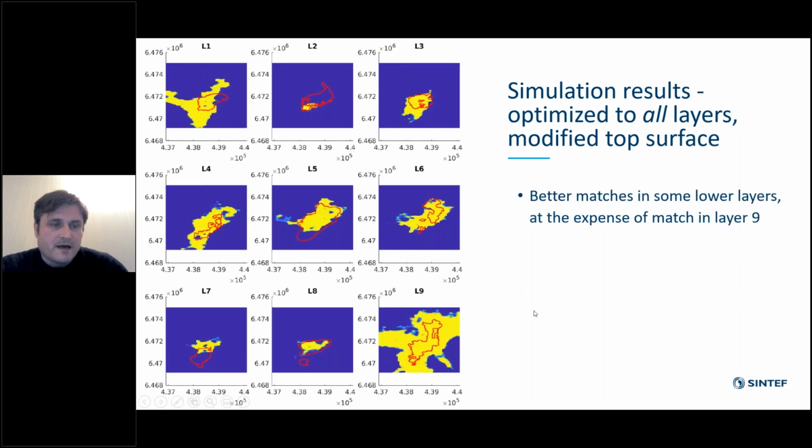If we try to optimize for all the layers, not just the topmost one, we observe that we get improved matches in some of the lower layers, but at the expense of the match in the top layer. Next slide, please.